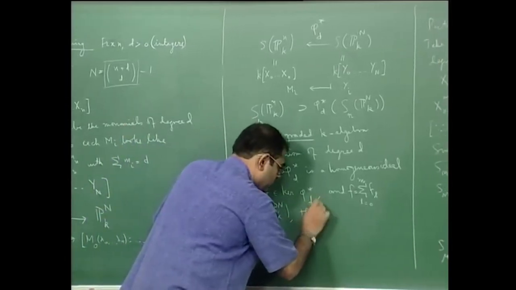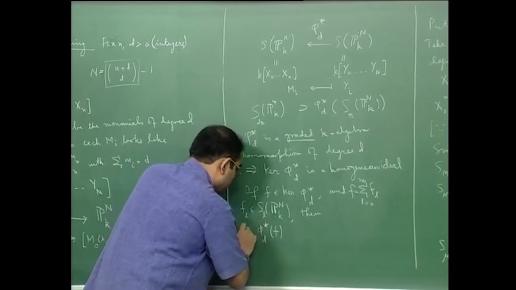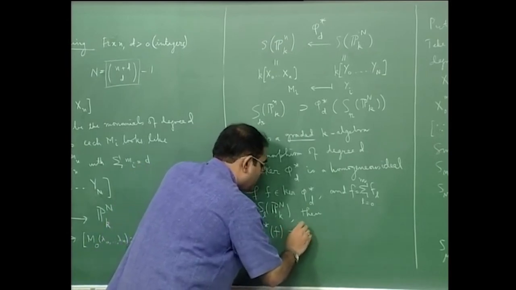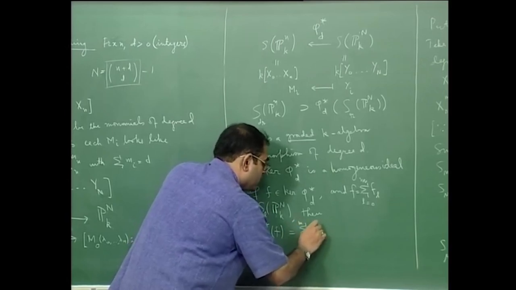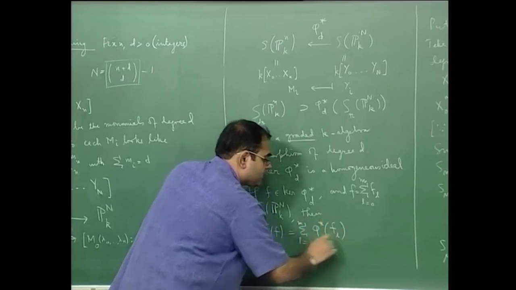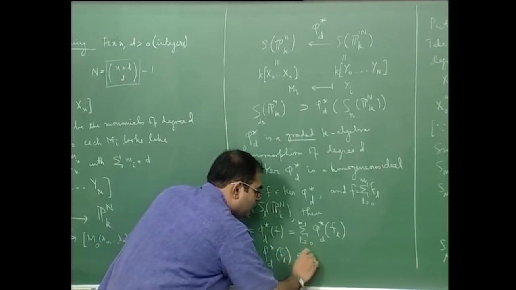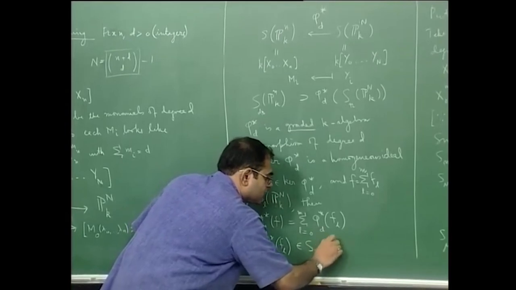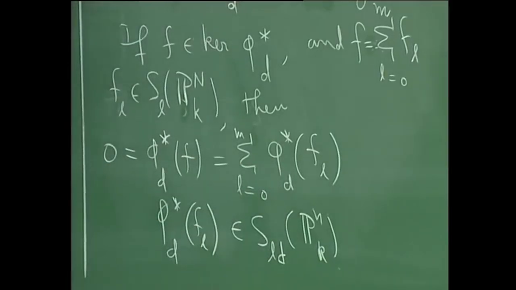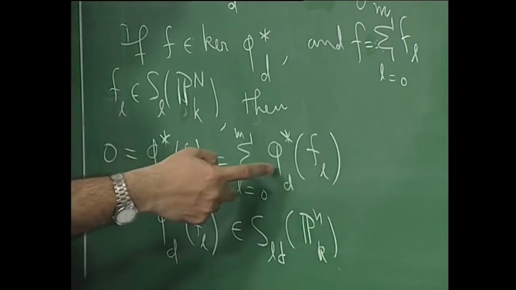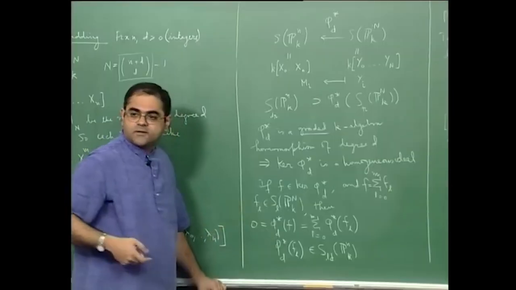Then phi d upper star of f, that will be equal to the sum over l equal to 0 to m of phi d upper star of f l, okay. But you see, this phi d upper star of f sub l will belong to s sub l d of this small Pn, okay. And as l changes, these are all in different pieces, various different degrees, and if the sum is 0, then each piece has to be 0, that is what direct sum means.